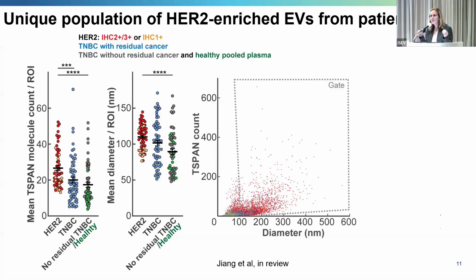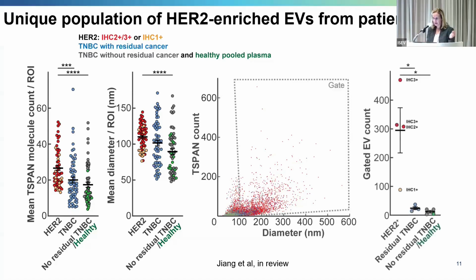We will gate them exactly like you would do in flow, and when we gate them, we can really nicely distinguish those that are from patients that have elevated HER2 levels and those that have triple negative breast cancer. So that was really nice. And you can even see that we can detect patients that have this IHC1. This is immunohistochemistry level 1, which is just a slightly elevated level. So this was really nice to see.